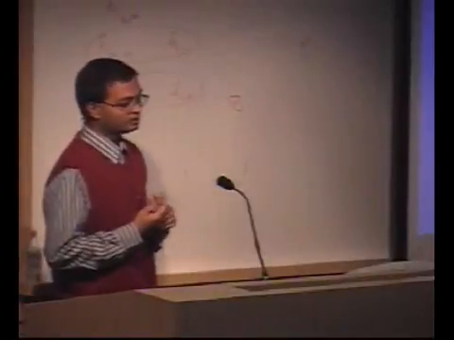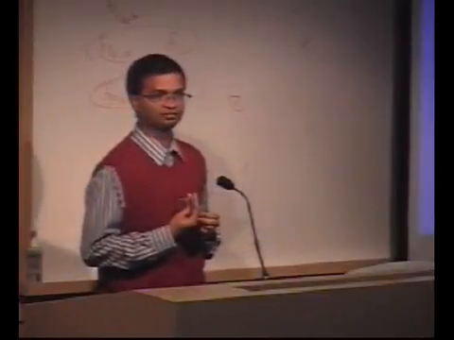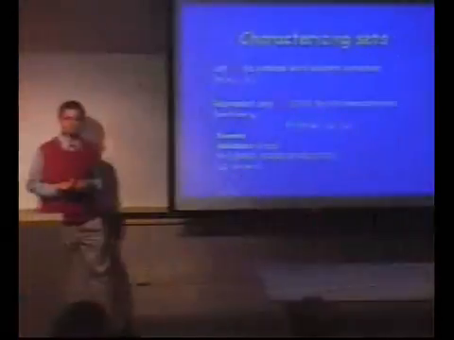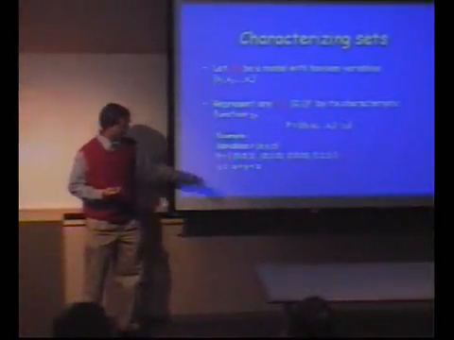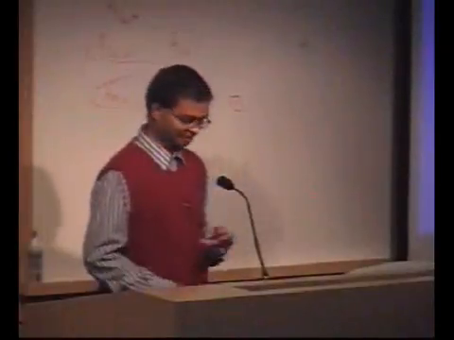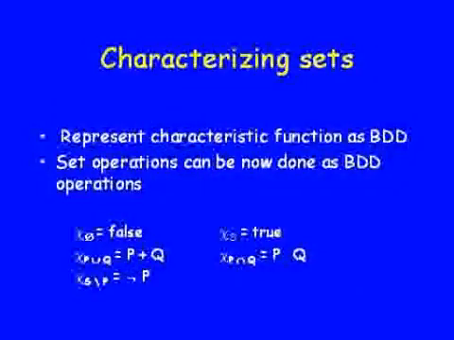The idea is that I can represent any such set by its characteristic function, which is a Boolean function. For instance, if I have this set of 4 states over the variables x, y, z, I can represent it by its characteristic function x plus y plus z. And the characteristic function I could represent as a BDD. So that's the basic idea: represent characteristic functions as BDDs. Now I could do set operations as BDD operations.